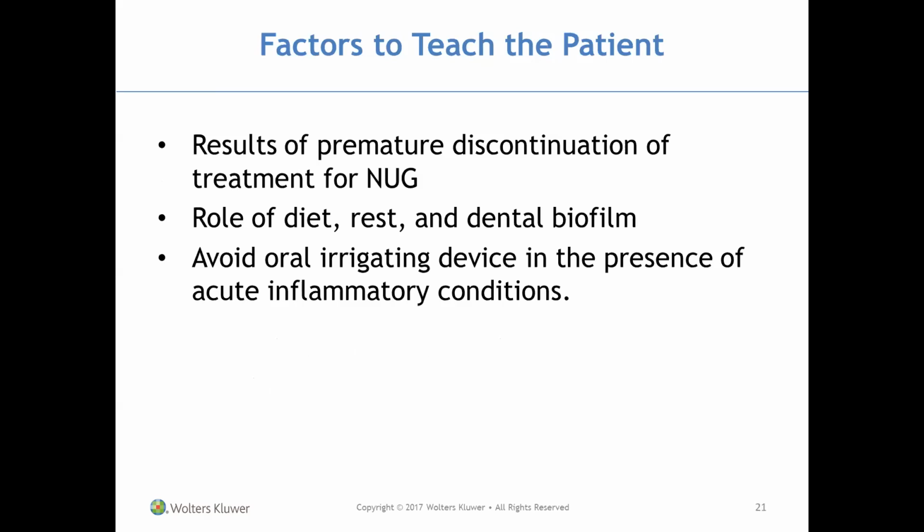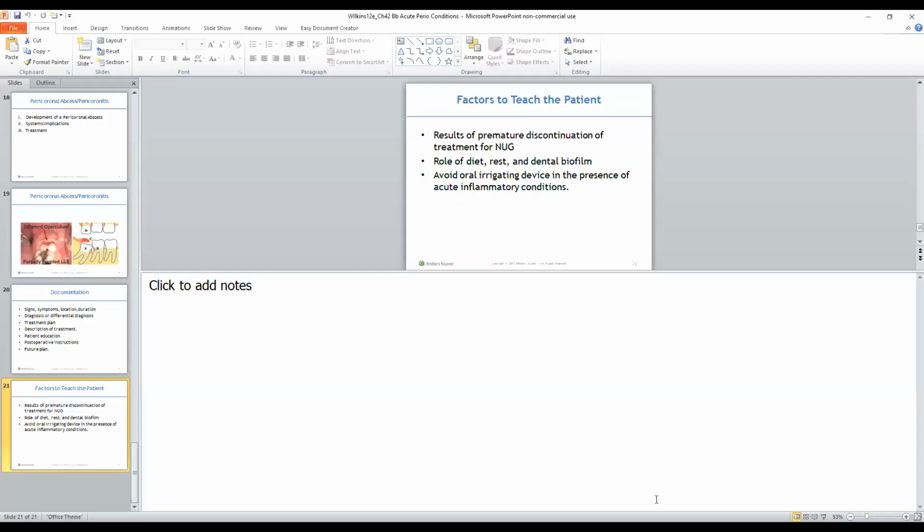So we want to teach our patients as much as we can about what's going on in their mouth, why it happened, and what they can do to prevent it from happening again. So again, that's everything that we can teach the patient. And of course, we're documenting what we're teaching the patient as well. And that's the end of the short, sweet, and simple chapter on acute periodontal conditions.